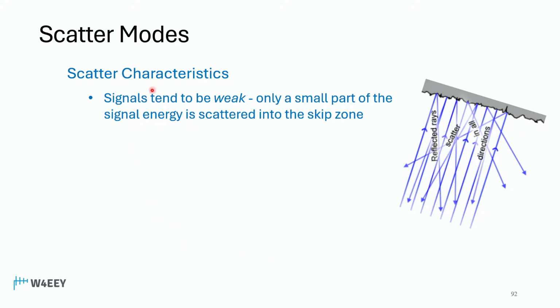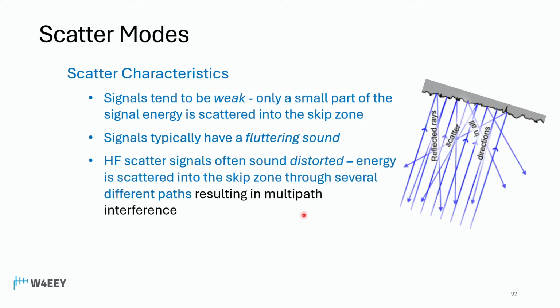So scatter characteristics: signals tend to be weak. Only a small part of the signal energy is scattered into the skip zone. They typically have a fluttering sound because of all of this weird stuff going on. Often it sounds distorted. Energy is being scattered into the skip zone through several different paths, resulting in multipath interference.